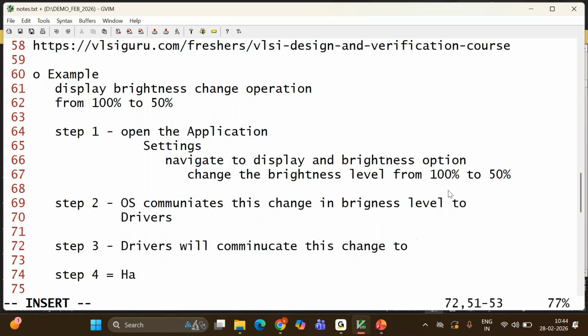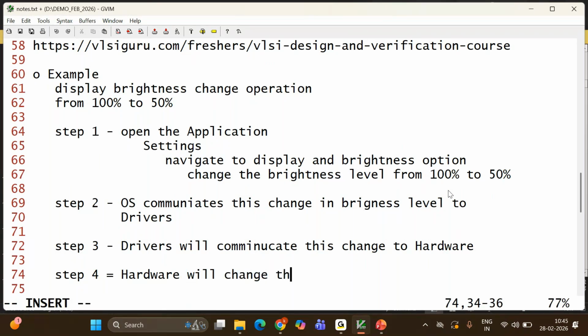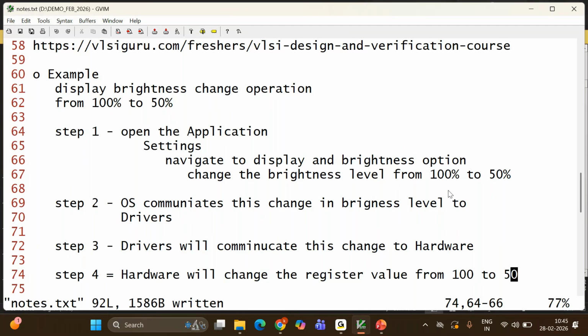Hardware, what will it do? Hardware will change the register value from 100 to 50. Basically your hardware design will have some registers. The register value will be changed from 100 to 50. Then your brightness level will decrease, meaning it will go to 50%. Now all this happens within a second, within a millisecond. Is it clear?